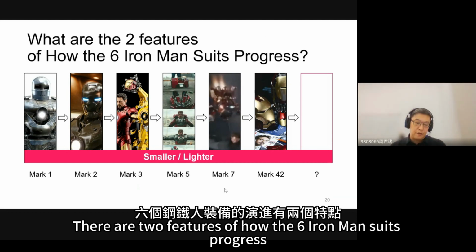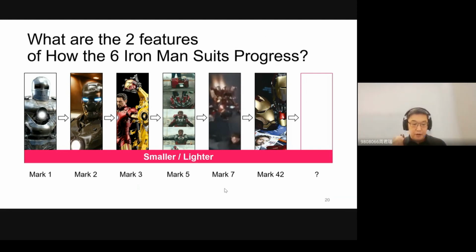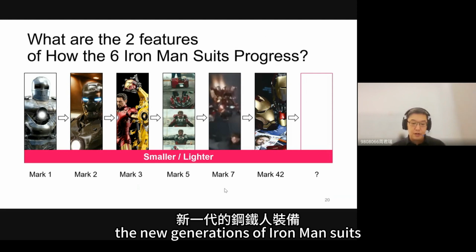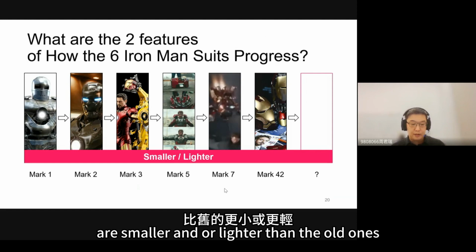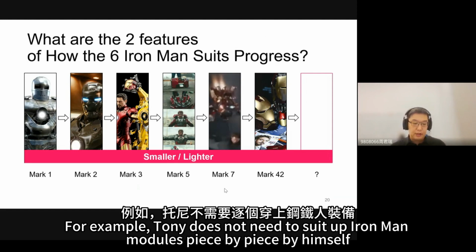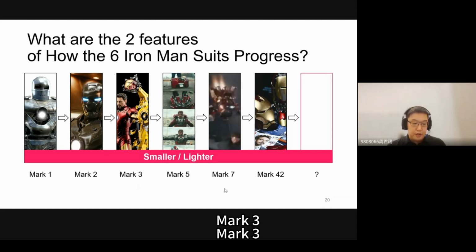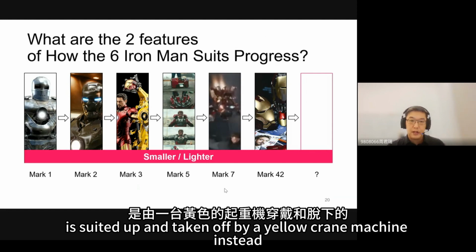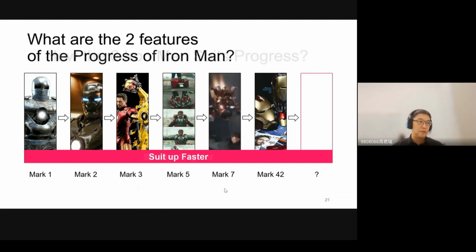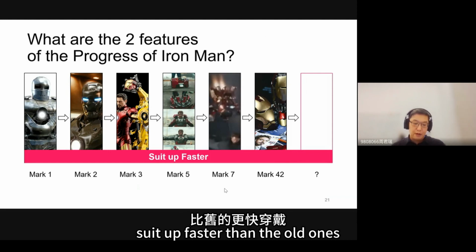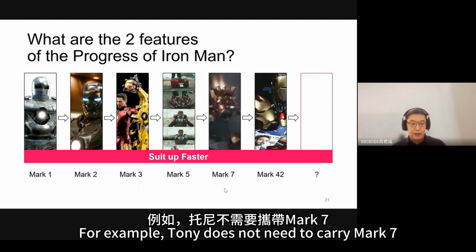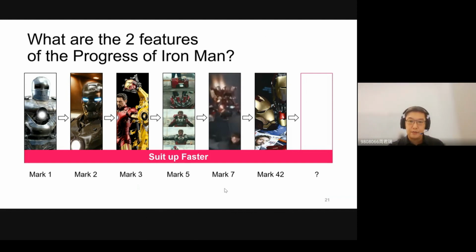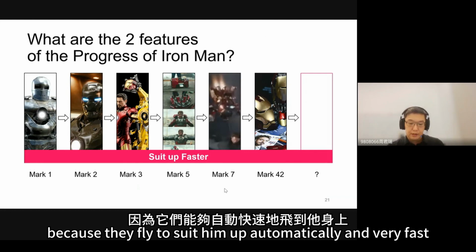There are 2 features of how the 6 Iron Man suits progress. You may already notice that, first, the new generations of Iron Man suits are smaller and or lighter than the old ones. For example, Tony does not need to suit up Iron Man modules piece by piece by himself. Mark III is suited up and taken off by a yellow crane machine instead. Second, the new generations of Iron Man suits are faster than the old ones. For example, Tony does not need to carry Mark 7 or Mark 42 because they fly to suit him up automatically and very fast.